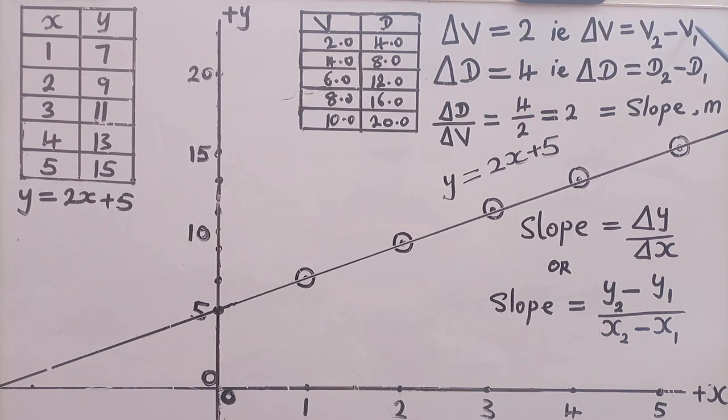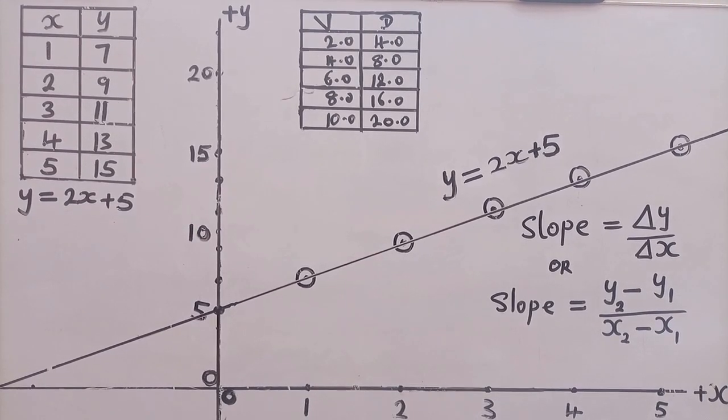V1 is also peculiar to this case, while x1 is general. Therefore, change in y is equal to y2 minus y1, while change in x is gotten by saying x2 minus x1. Because of that, slope is also defined more clearly as y2 minus y1 over x2 minus x1.